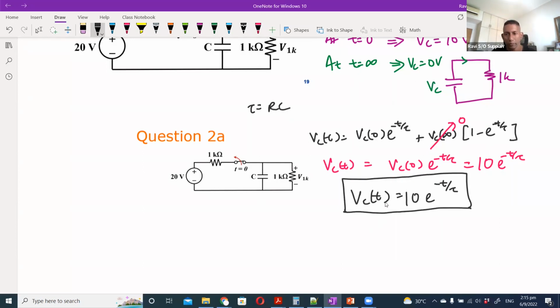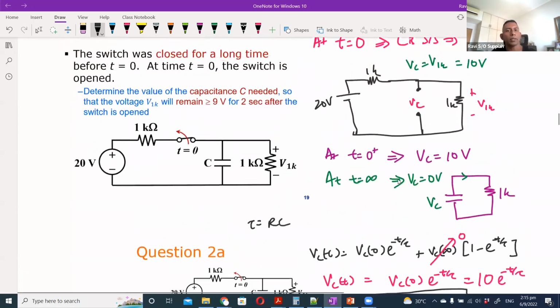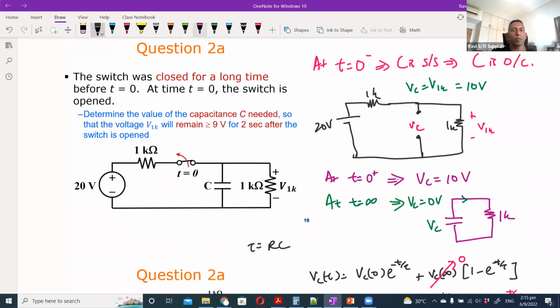Okay, so now that we have this equation, we come back to what we are trying to solve. We want to solve for this: what capacitance is needed such that the voltage remains greater than or equal to 9 volts for 2 seconds.